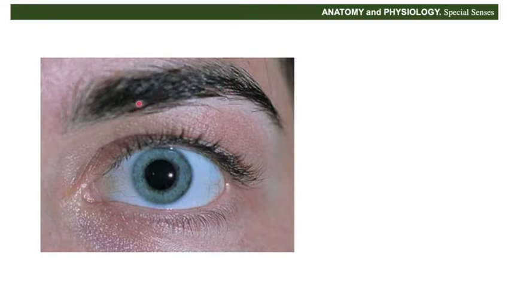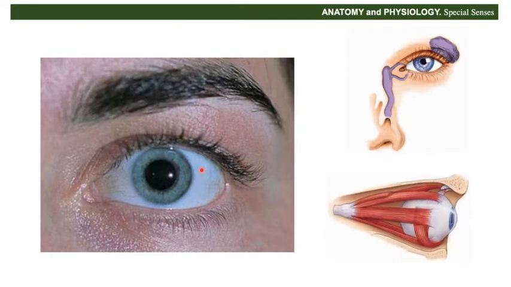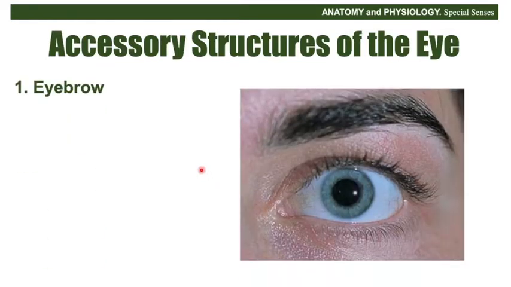The accessory structures, which include the eyebrows, eyelids, eyelashes, conjunctiva, lacrimal apparatus, and extrinsic eye muscles, protect, lubricate, move, and help in the functioning of the eye. They are also involved in the production and removal of tears. Let's take a look at the eyebrows first.